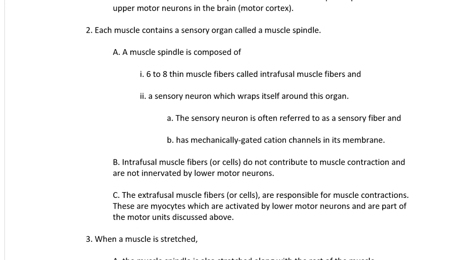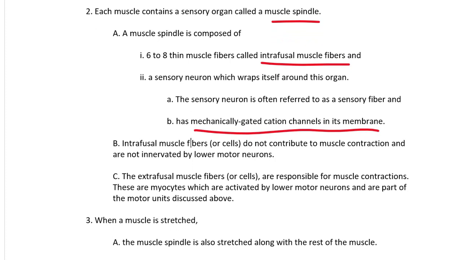Each muscle contains a sensory organ called a muscle spindle. The muscle spindle is composed of 6 to 8 thin muscle fibers called intrafusal muscle fibers, and a sensory neuron which wraps itself around this organ. The sensory neuron is often referred to as a sensory fiber and has mechanically gated cation channels in its membrane. We are now seeing mechanically gated cation channels, which were introduced way back when we were talking about ion channels and the way they're gated.